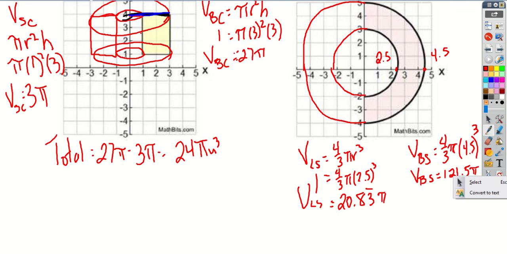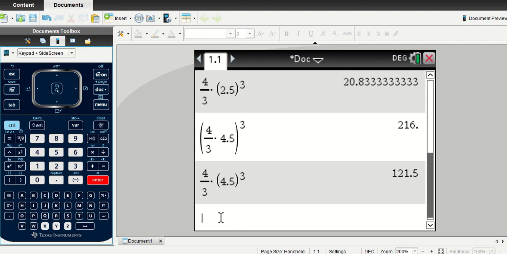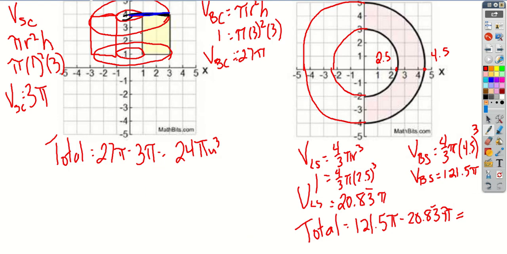And then we're going to subtract. So the total is 121.5 pi minus 20.83 repeating pi. Now we can subtract these because they both have a pi, which is going to leave a pi in our answer. So I'm going to highlight the 121.5 and subtract out the 20.83 repeating. And I'm going to get 100.6 repeating pi.